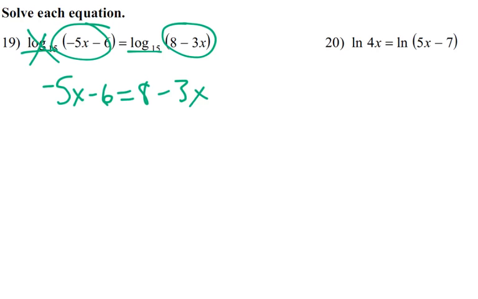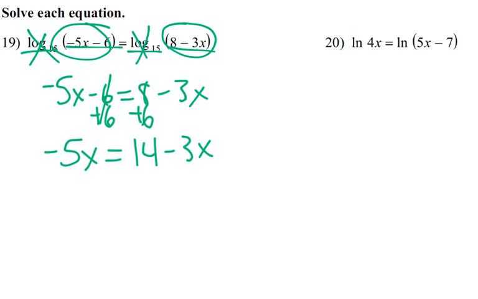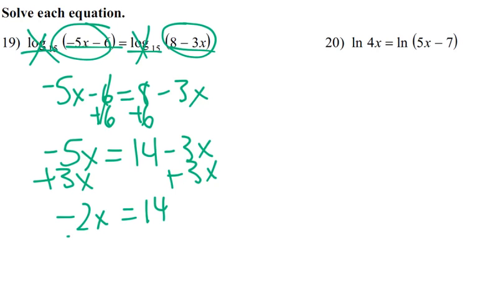Okay, so we just eliminated those logs, because they're on both sides. What was inside we set equal to each other, and now we just solve. So I can add 6 to both sides, giving me negative 5x. Those cancel, equals 14 minus 3x. Now we need to get the 3x to the other side, so I add 3x. Get negative 2x equals 14. Divide by negative 2. And we get x equals negative 7. That's all you got to do.